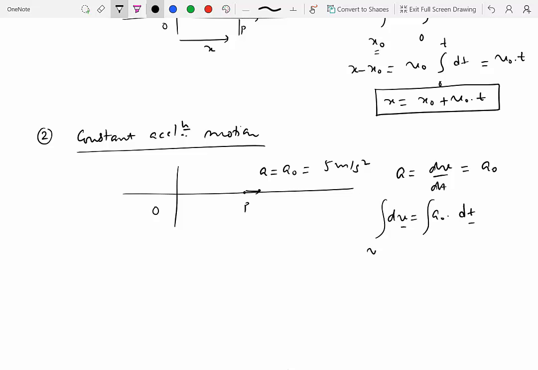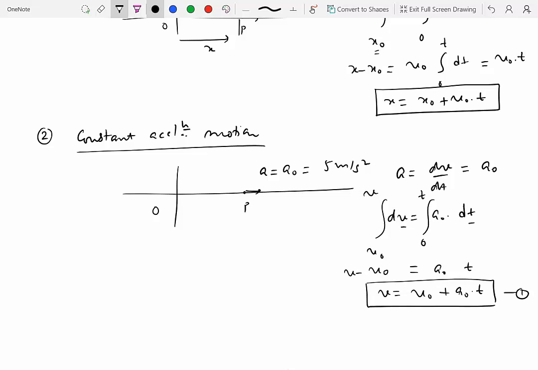So let's do that. Let's say at time t equal to 0, velocity is v0, and we are looking at the velocity at time t, right? On the right hand side, since a0 is constant, I bring it outside and I get the integral of dt, which is nothing but t, and on the left hand side I get v minus v0, so I get v equal to v0 plus a0 times t, right? Let's call it equation 1. And you're probably familiar with this equation. This is one of Galileo's equations, right? That's just one of them.